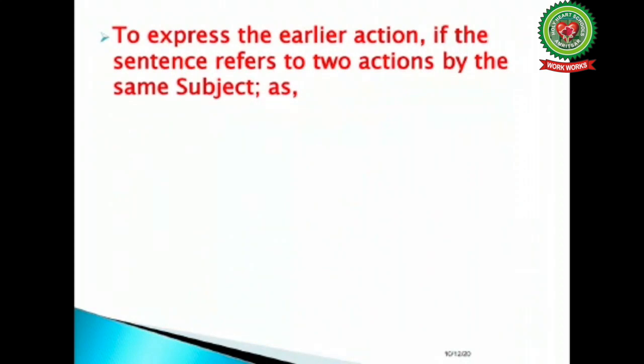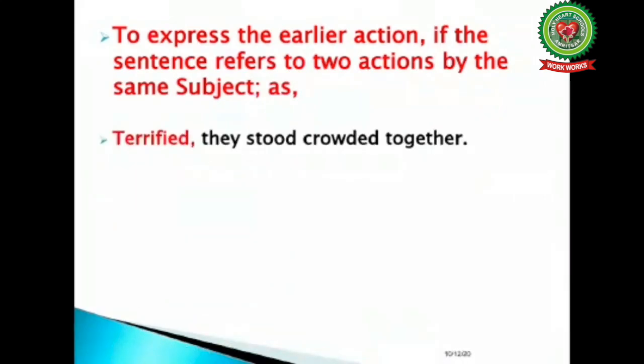To express the earlier action if the sentence refers to two actions by the same subject, as terrified, they stood crowded together. Children, in this sentence there are two actions. First action is terrified and second action is stood. The subject is the same, that is they, and the action has already happened. So our sentence starts with the past participle. Terrified, they stood crowded together.